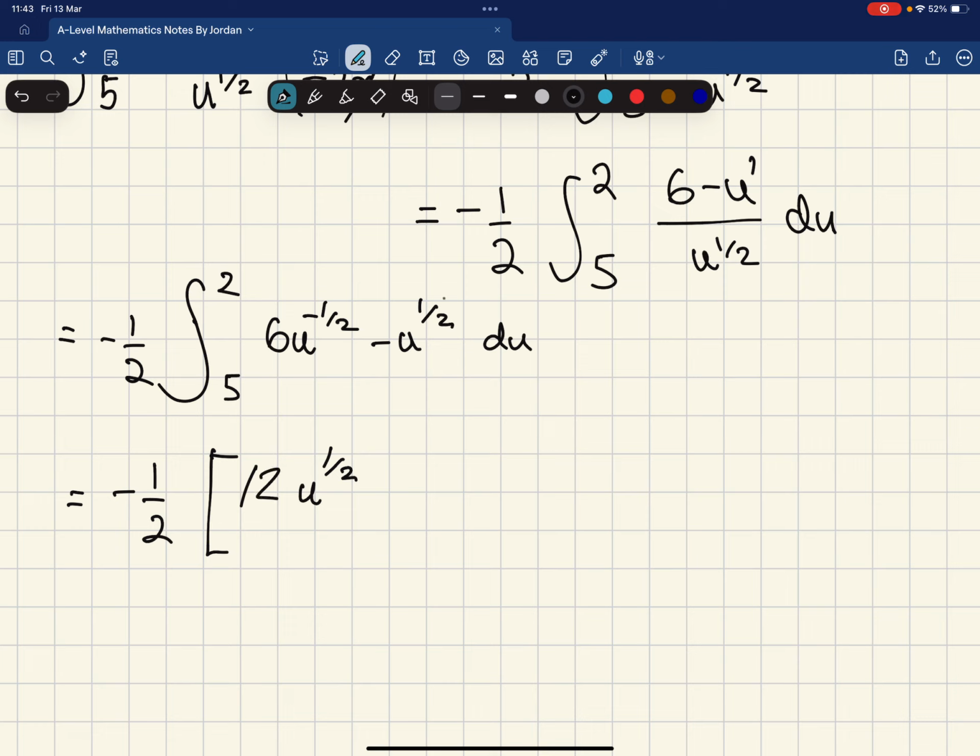This one, we have going to 3/2 if I add 1. And then if I divide by 3/2, that will become 2/3. But I also have this negative sign, so that will be minus 2/3, like that.